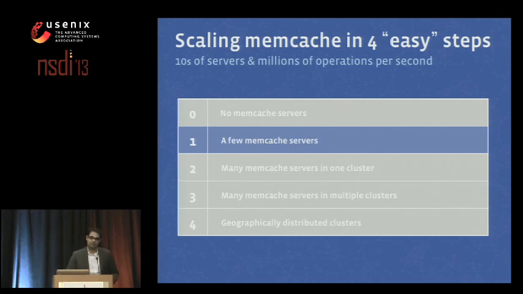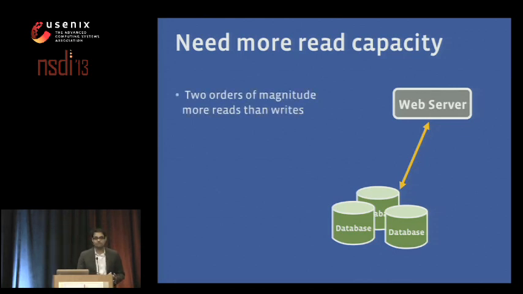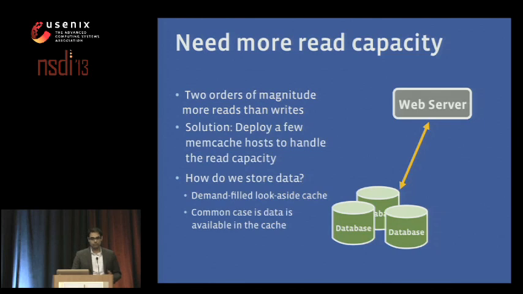So let's start with a few Memcache servers. Now we're talking about tens of servers, and our scale here is about millions of operations per second. So we need a lot of read capacity. We have two orders of magnitude more reads than writes. So let's deploy a few Memcache servers to help us out.